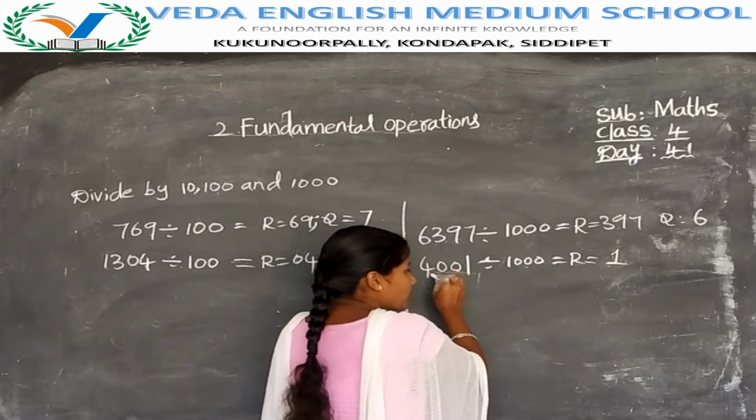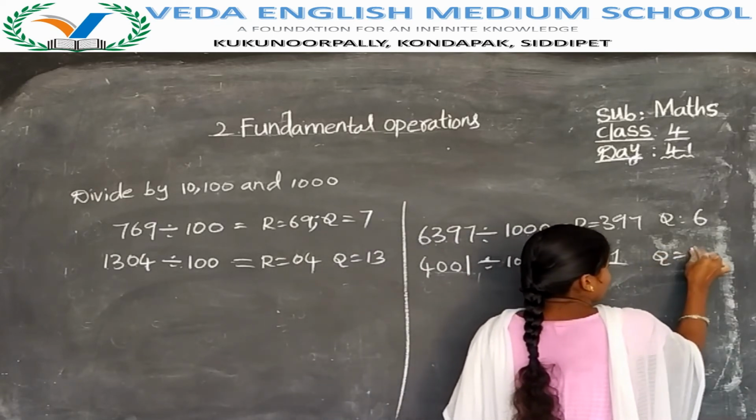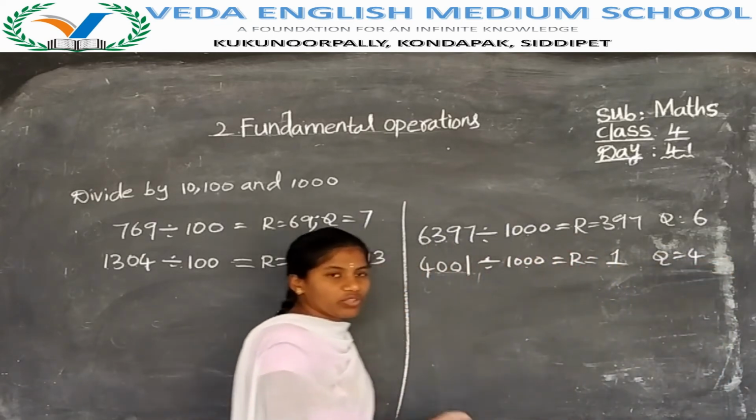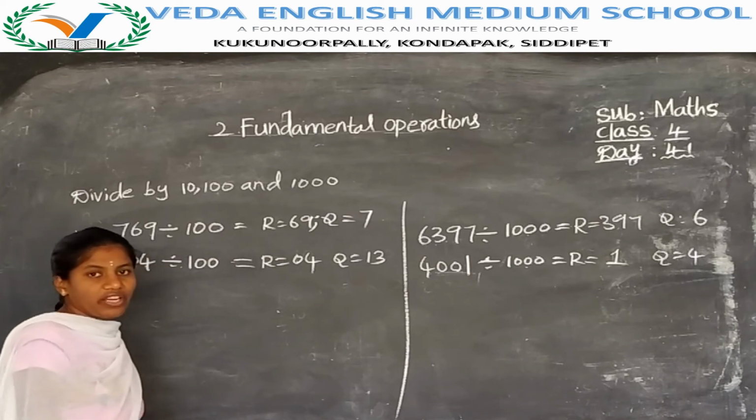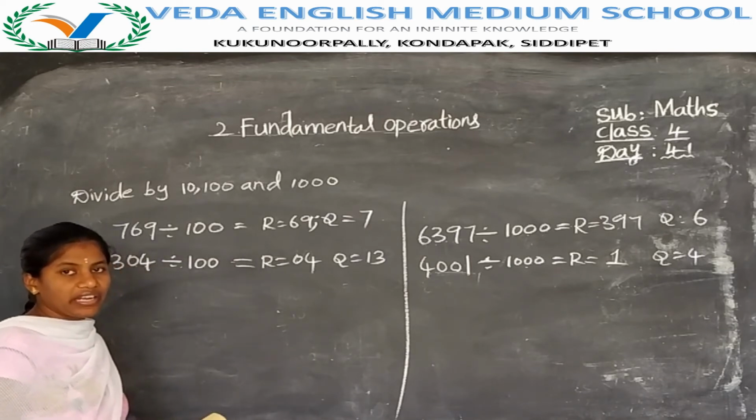Then what is the quotient? Quotient is 4. So directly we can say like this, without doing division, we have to divide a number with 10, 100 and 1000.